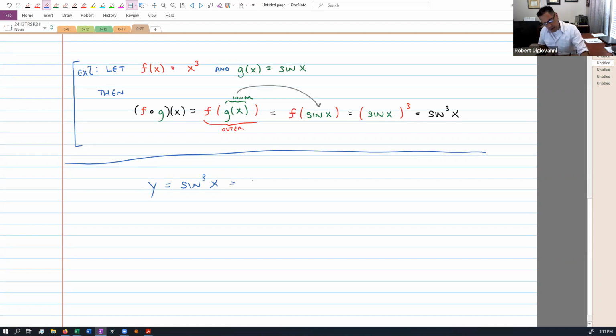Since we're just beginning this, you might have to rewrite it the other way first, and that way you can see what the inner one is. The outer one's a little harder to see here because the outer one is this cube thing, right? The cubed is the outer. So we'll call the outer one F. What it does is cubes things. And the inner one, that's the G, and that'll be the sine x.